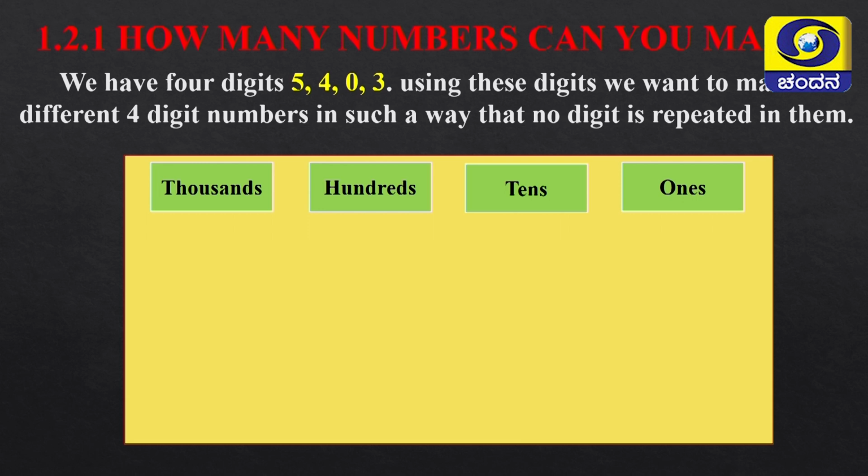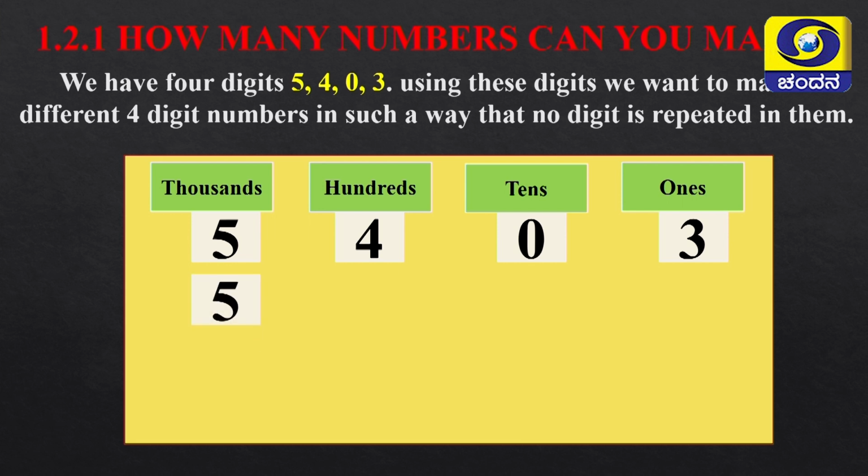First write down all the digits as it is. That is 5 in thousands place, 4 in hundreds place, 0 in tens place and 3 in ones place. Then it becomes 5403. If you are interchanging the place value, in first place the number we can get is 5430.